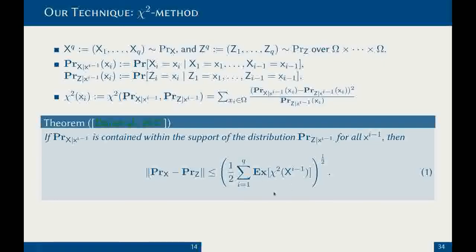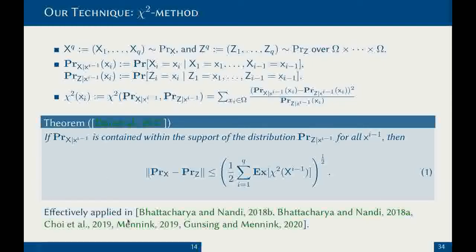So, then we get this expected value of this chi-square distance. Now, this method was introduced in the cryptography literature by Dai and others in 2017, and since then it has been effectively used in quite a few recent works, and in this work also we have found this method to be fairly effective in bounding the statistical distance between joint distributions.